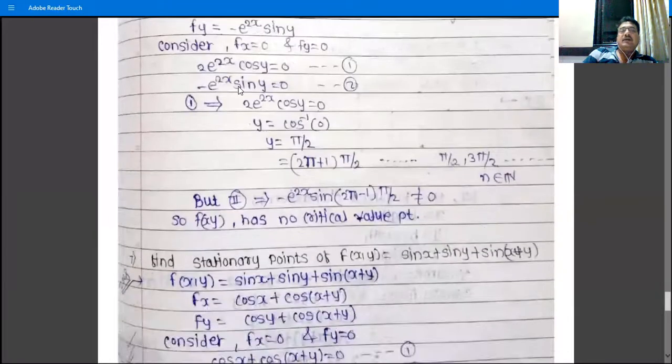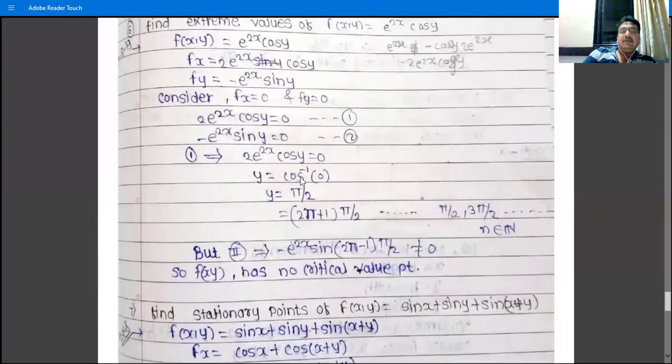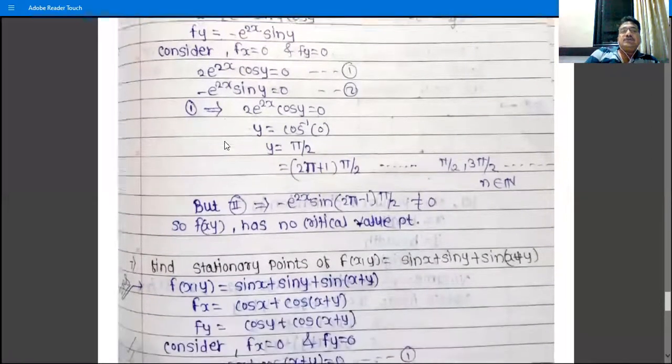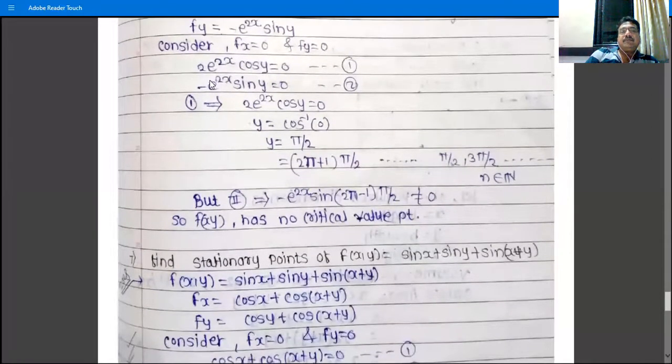No critical point. That is, we cannot find the value of x. If we substitute y as pi by 2, then we have e raised to minus e raised to 2x sine pi by 2. Sine pi by 2 is what? It is 1. So e raised to minus 2x is 0.